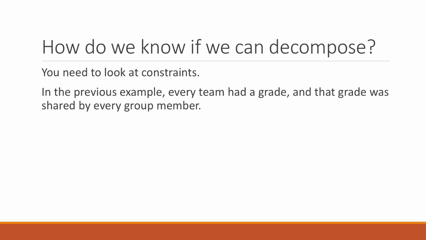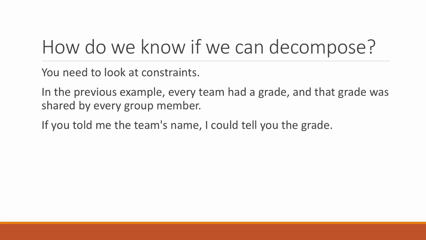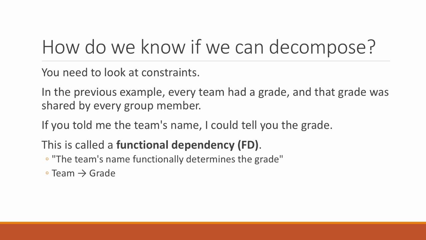So in the previous example, every team had a grade, and that grade was shared by every member of that team. And so if you told me the team's name, I could tell you the grade, because every team has one and only one grade. And this is called a functional dependency, often abbreviated by FD, because we'll be saying that a lot. If I say the team's name functionally determines the grade, meaning if I give you the team, you can give me the grade, the way that this is represented is with an arrow from team pointing at the grade.